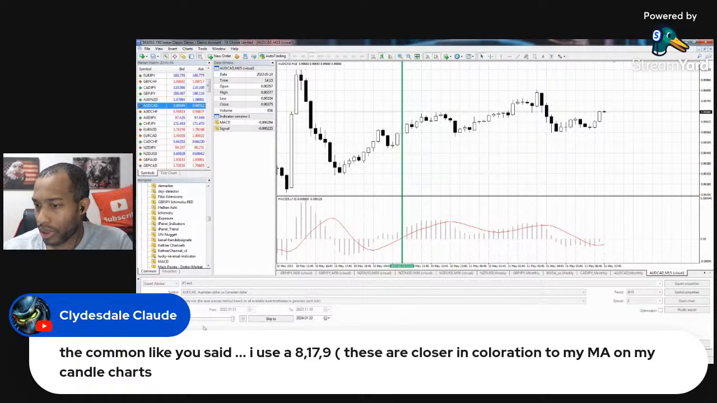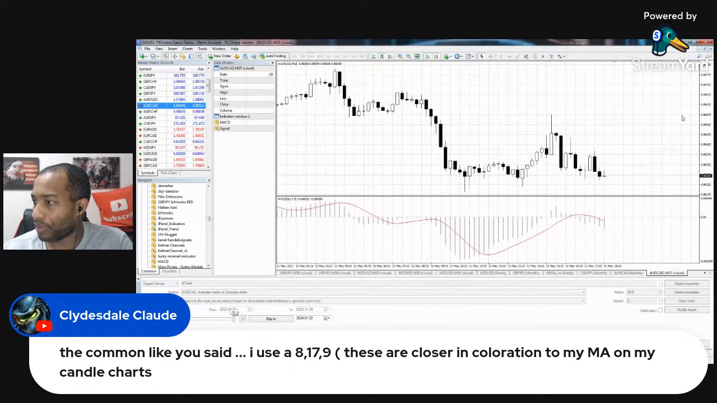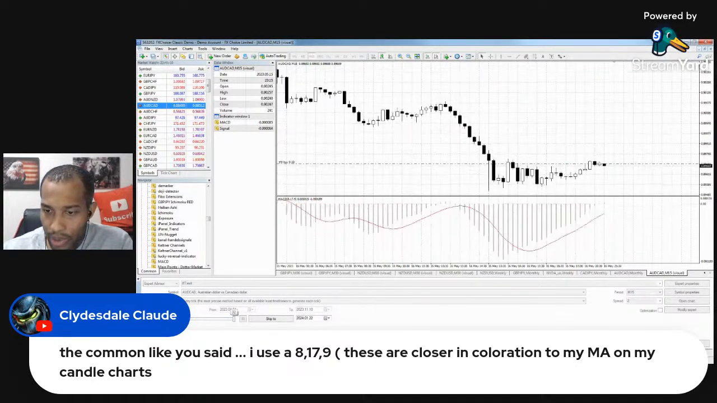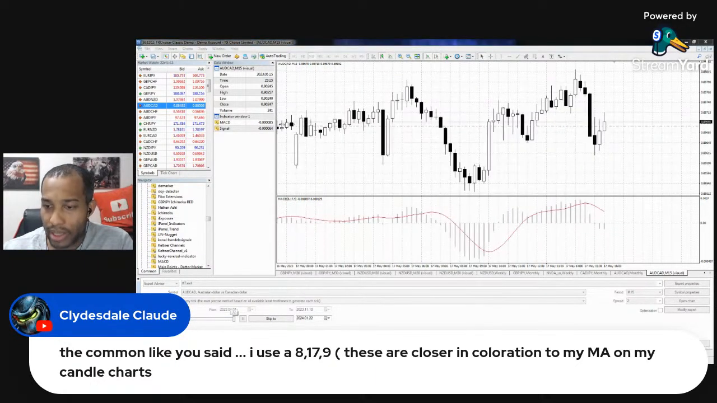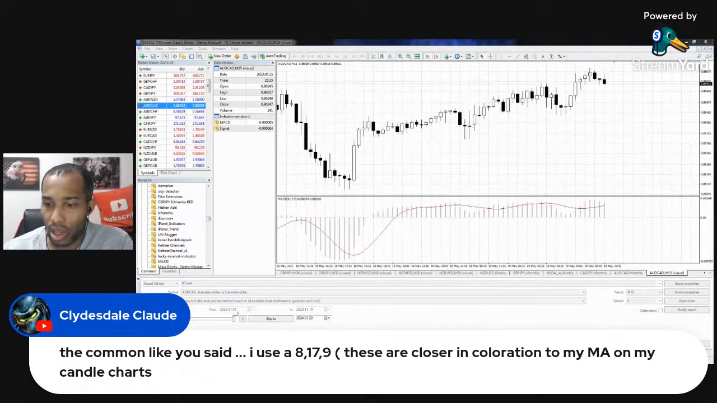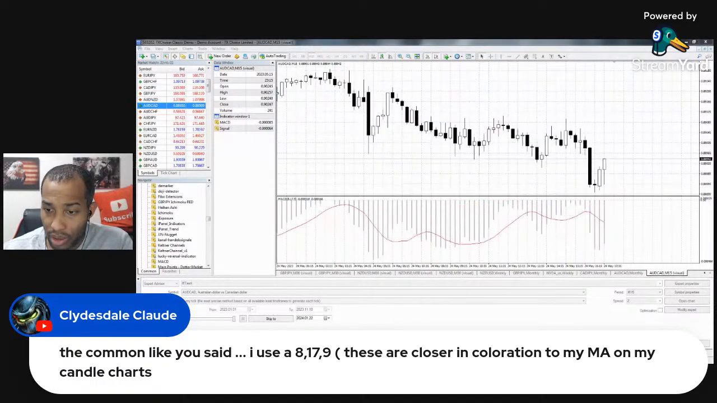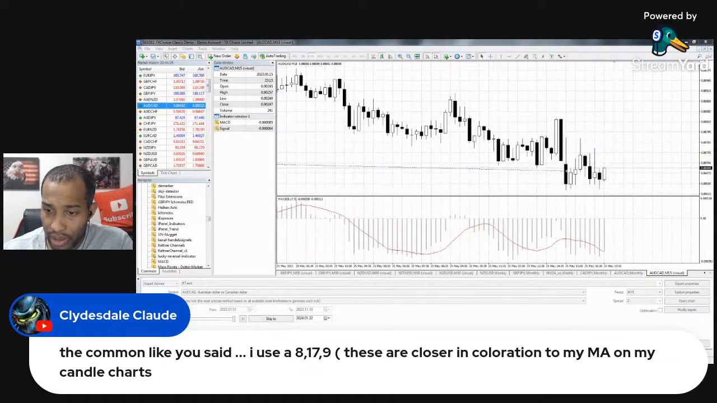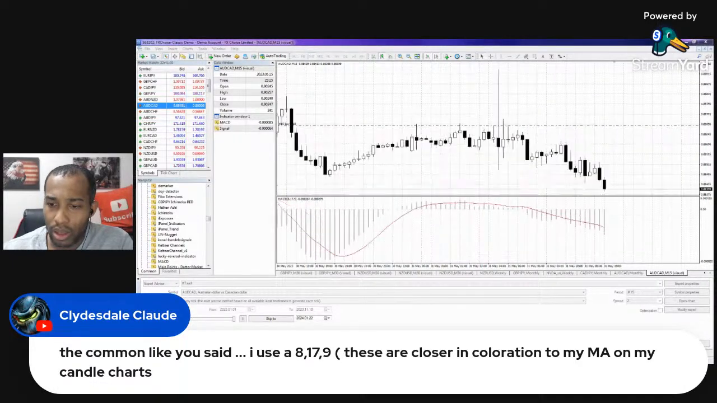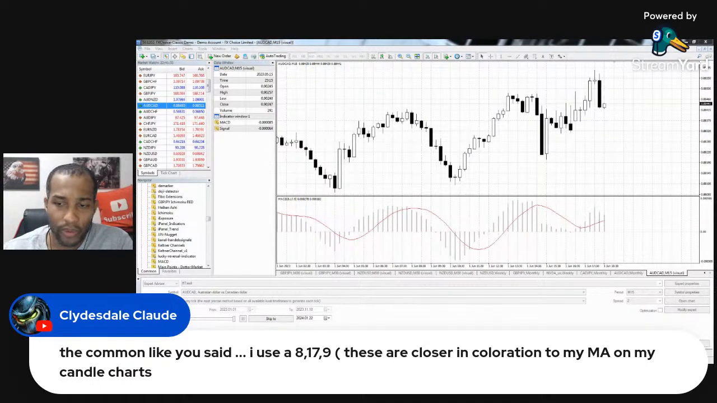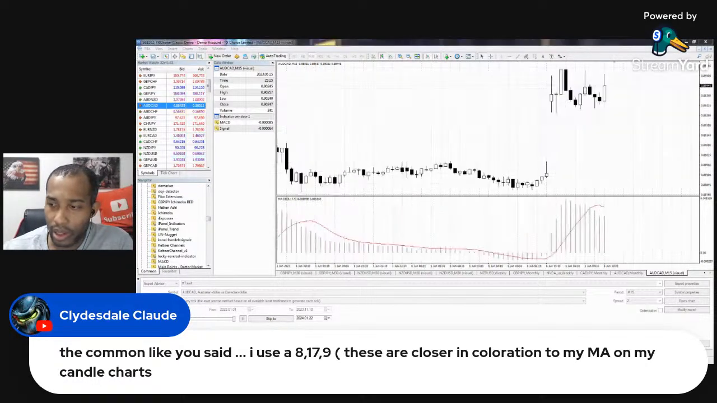We're going to run this a little bit faster. He said, let's get common, what you said. I use 8, 17, 9. These are closer in correlation to my moving average on my charts. Not only for exit, profit target instead. What do you use as a profit target? And also, how do you do your exiting? Like if you're using a moving average, what's your period?